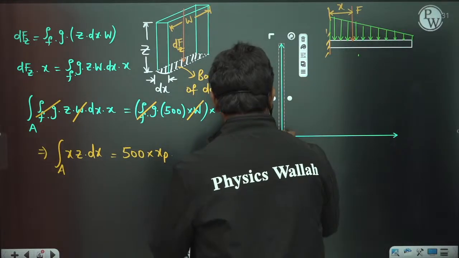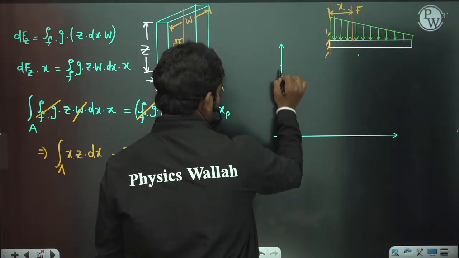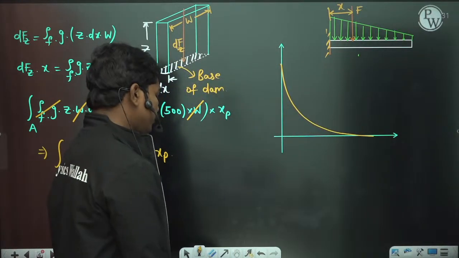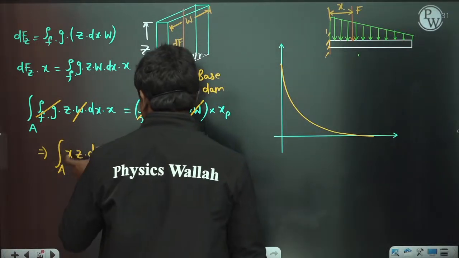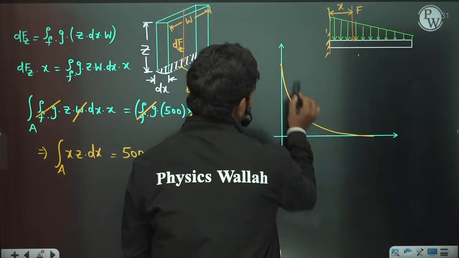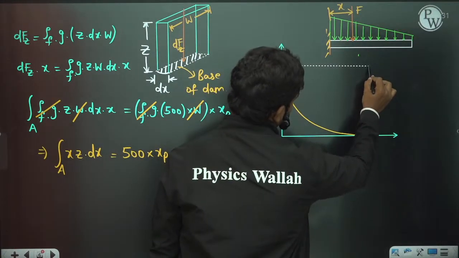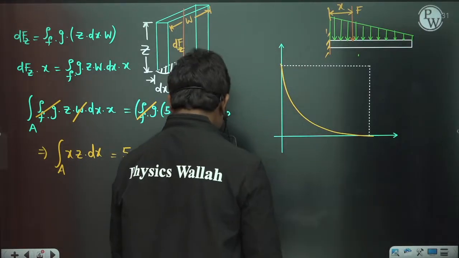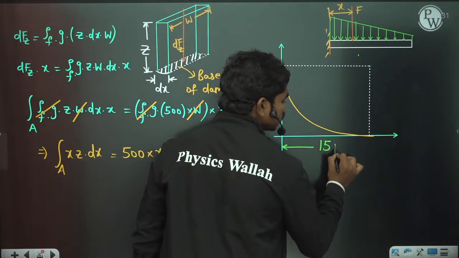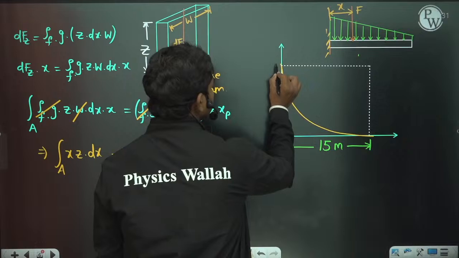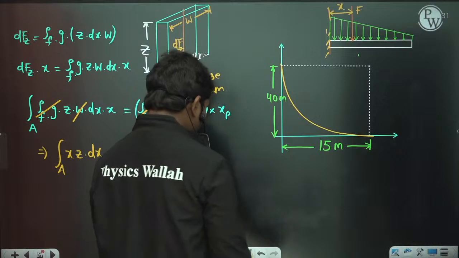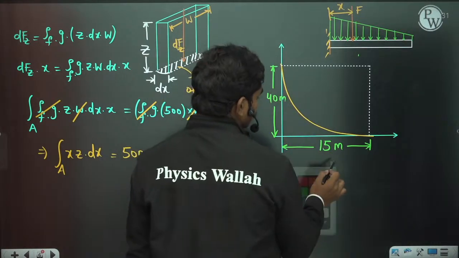On which you have some dam profile like this. Now if you want to see what this integration xz dx is, let me draw these areas once again. Here you have some length of the dam and also this. Now this is 15 meters. Of course, my diagram is not to scale. So this is 15 meters and this is 40 meters. Now you have taken some small element dx like this.